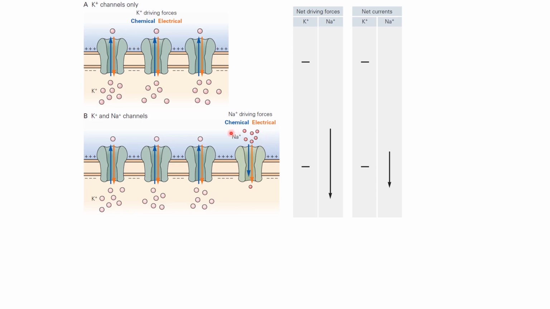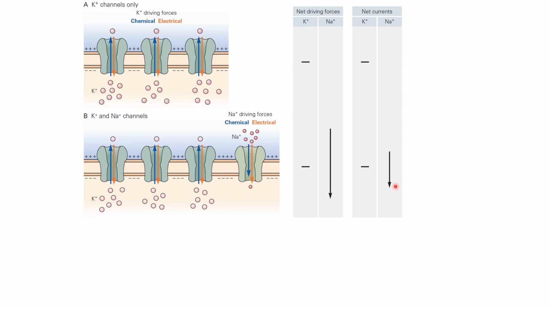So both the gradients, chemical and electrical, are in the same direction, and therefore there is a lot of driving force on sodium ions from outside to inside. And now that the channel is open and there is a driving force, the sodium ions will move in this direction. So we have a net sodium current that is in the inward direction from outside to inside.